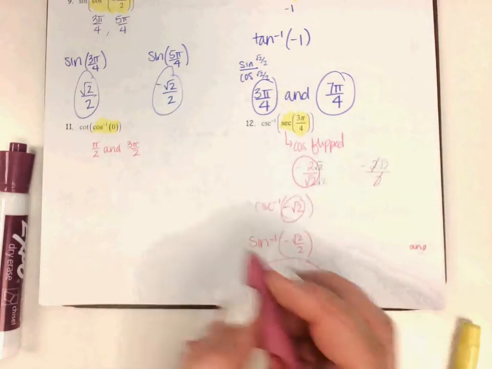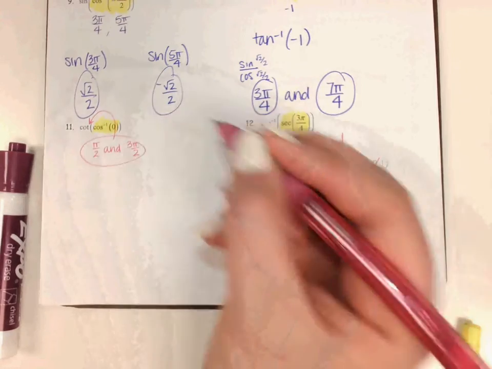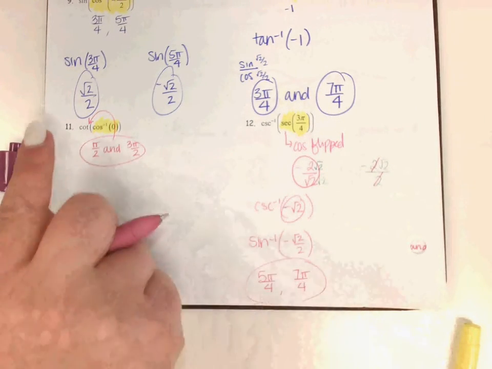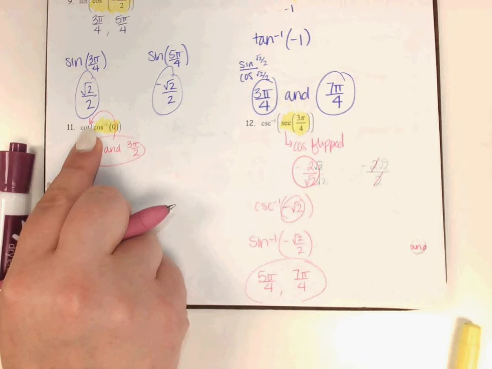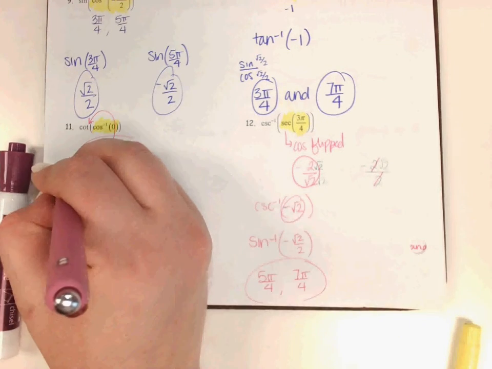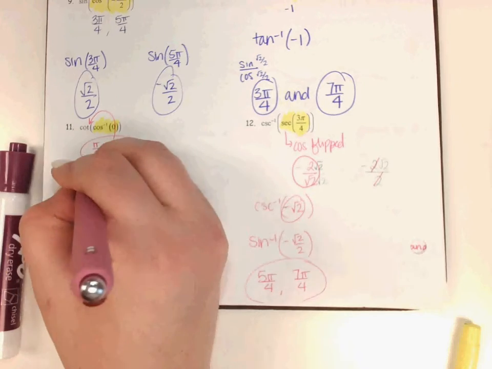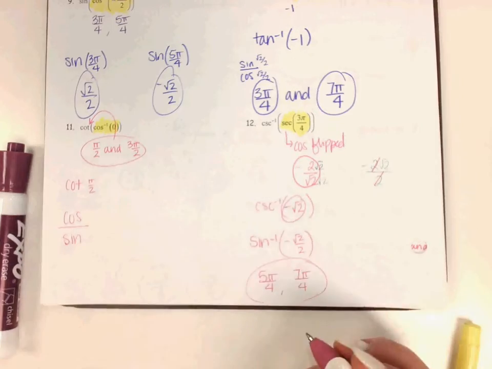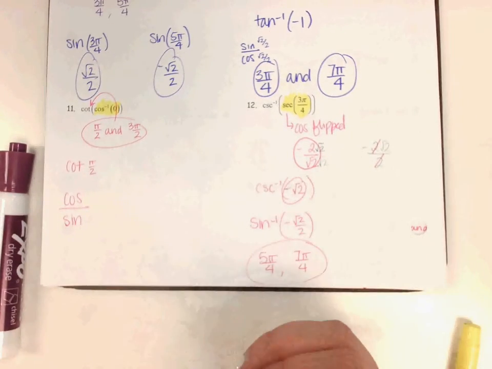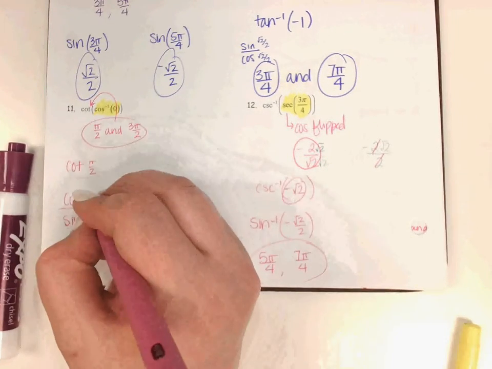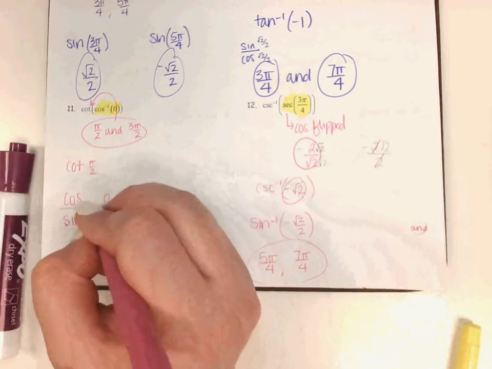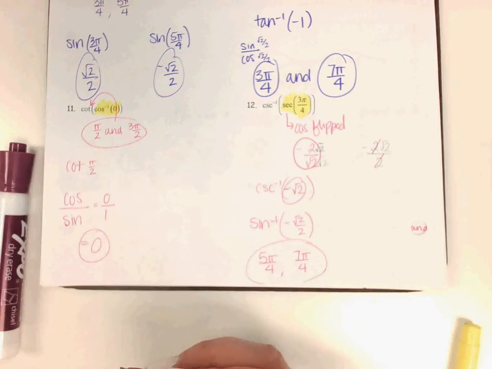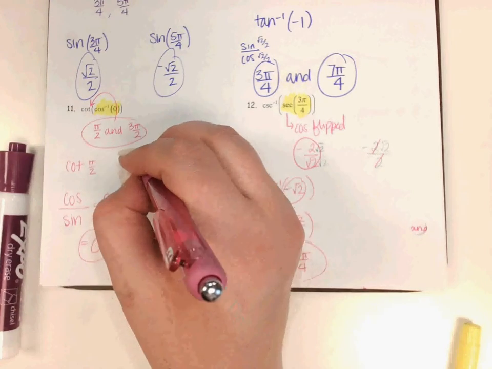But then what do I have to plug both of those into? Cotan, right? So cotan is going to be cosine over sine. So if I want cotan of pi halves, that's going to be cosine divided by sine. What is the cosine of pi halves? 0. What is the sine of pi halves? What is 0 divided by 1? 0. Now let's do 3 pi halves.